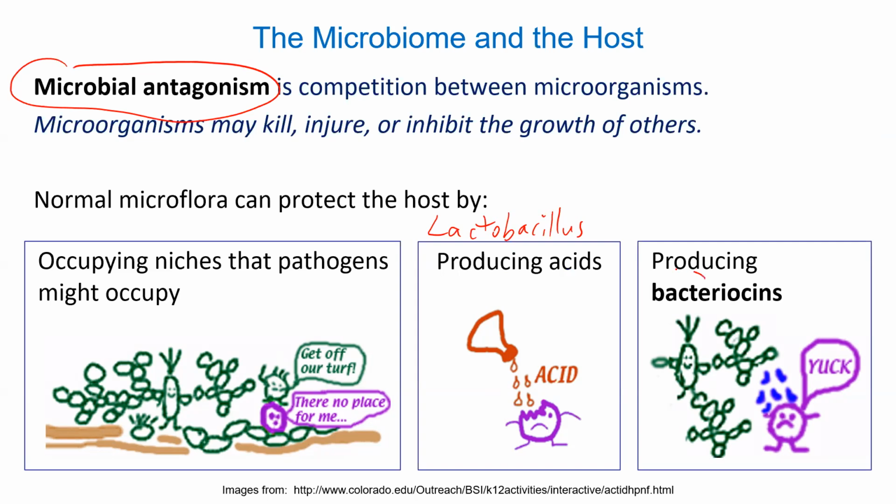So you can see this one here, bacteriocins. A bacteriocin is a protein, and I hesitate to use the word toxin, but they're sort of like toxins. Bacteriocins are proteins that basically inhibit other microorganisms. That's all you really need to know about them.